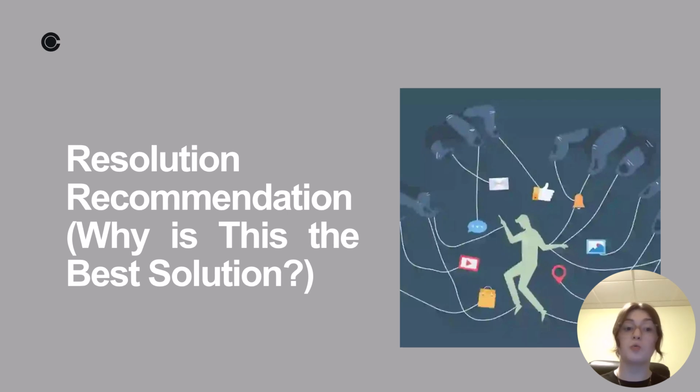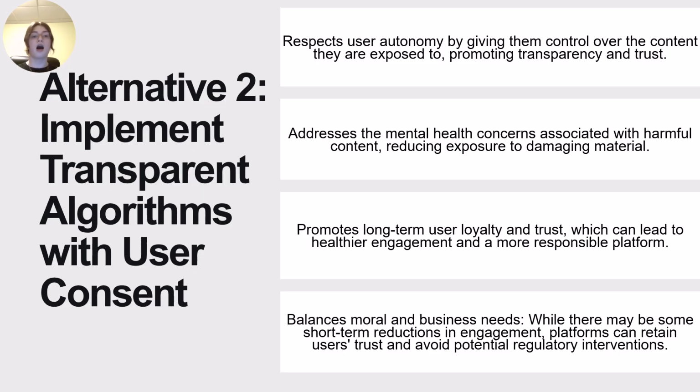So my solution recommendation, why this is the best solution: I am recommending alternative 2, so that's implementing transparent algorithms with user consent. This respects users' autonomy by giving them control over the content they are exposed to, promoting transparency and trust. It addresses the mental health concerns associated with harmful content, reducing exposure to damaging materials. It promotes long-term user loyalty and trust, which can lead to healthier engagement and a more responsible platform. And it balances moral and business needs. While there may be some short-term reductions in engagement, platforms can retain users' trust and avoid potential regulatory interventions while still being profitable and having that user engagement.